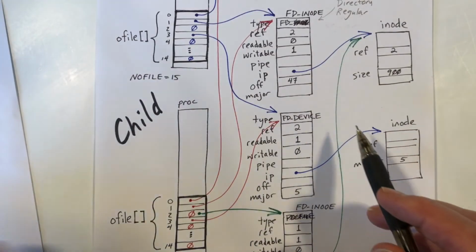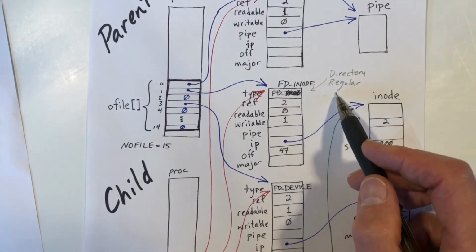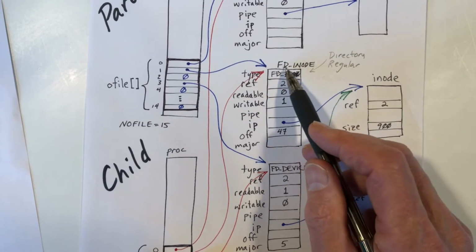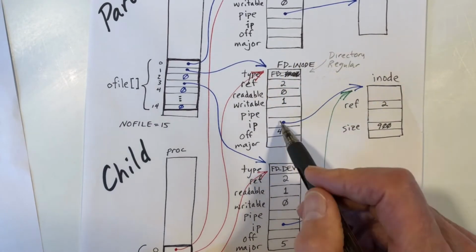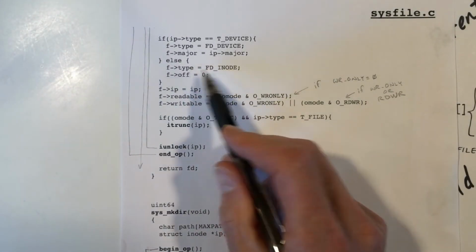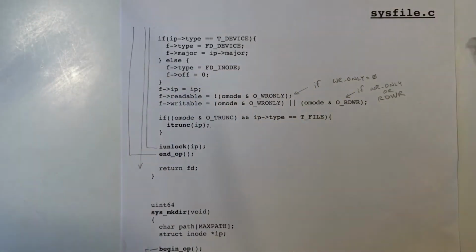Otherwise, we've got a directory file or a regular file. And so in that case, we need to set the type of the file structure to inode, and we need to initialize the offset to 0. And that's what we do right here. We set the type to inode, and we initialize the offset to 0.